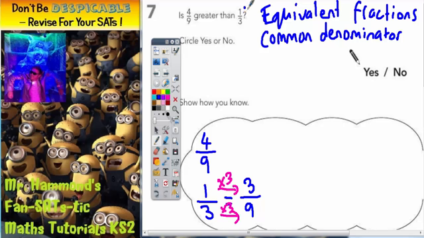So we could write 3/9 up here. So instead of saying is 4/9 greater than 1/3, it's like saying is 4/9 greater than 3/9. And the answer is yes, it is. So the answer is yes, because 4 is greater than 3.